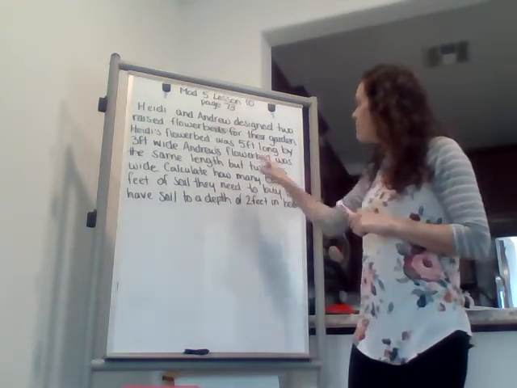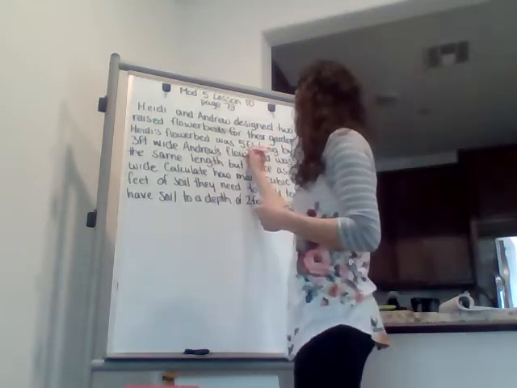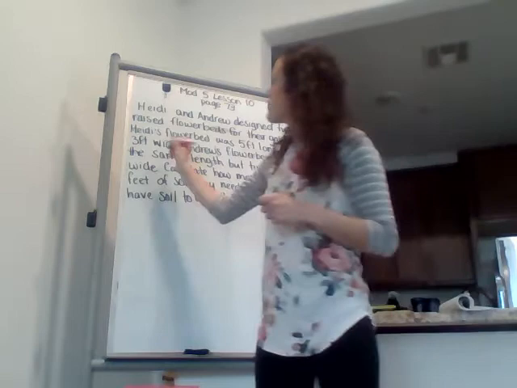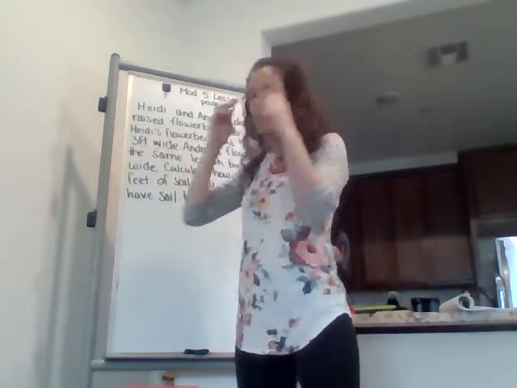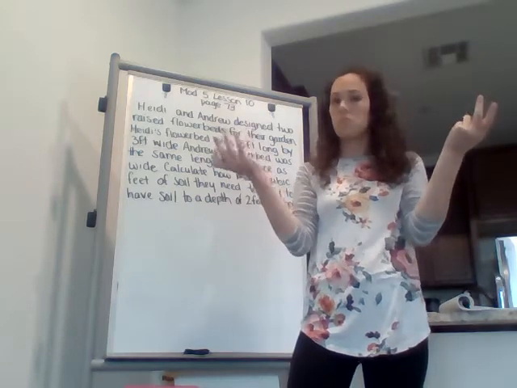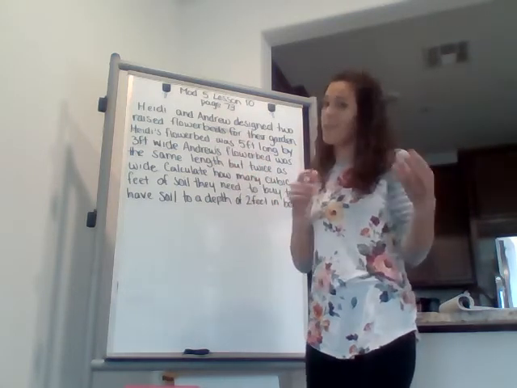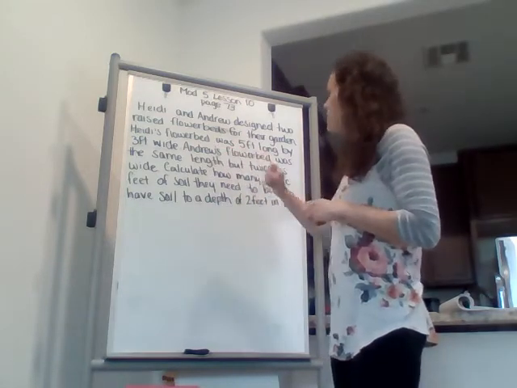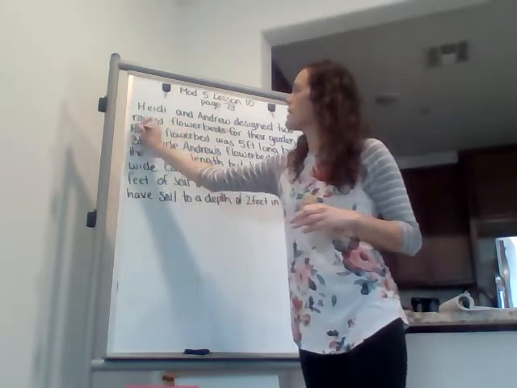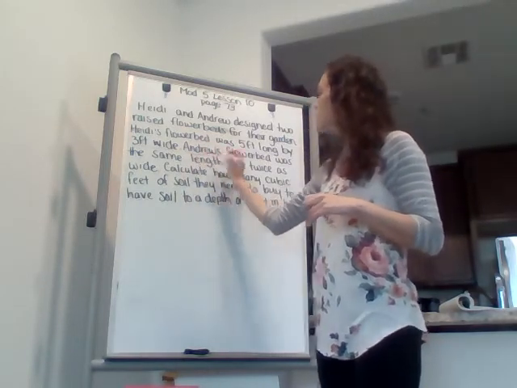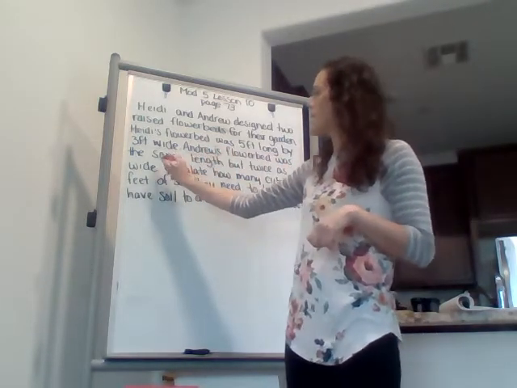Heidi's flower bed was 5 feet long. Okay, I know that that's going to be important. By 3 feet wide. Okay, so in my head, I'm thinking length and width. Thinking about what we've been doing in math. I know it's been a little while, but think back. Andrew's flower bed. Okay, so that was all Heidi's. Now we're talking about Andrew's. Andrew's flower bed was the same length.